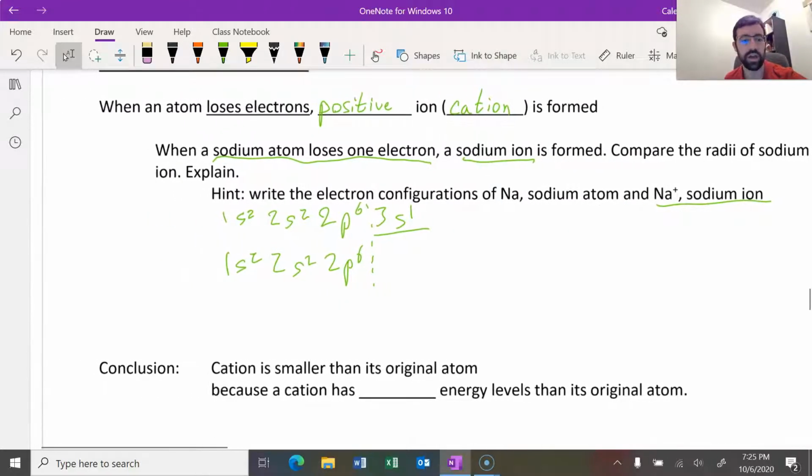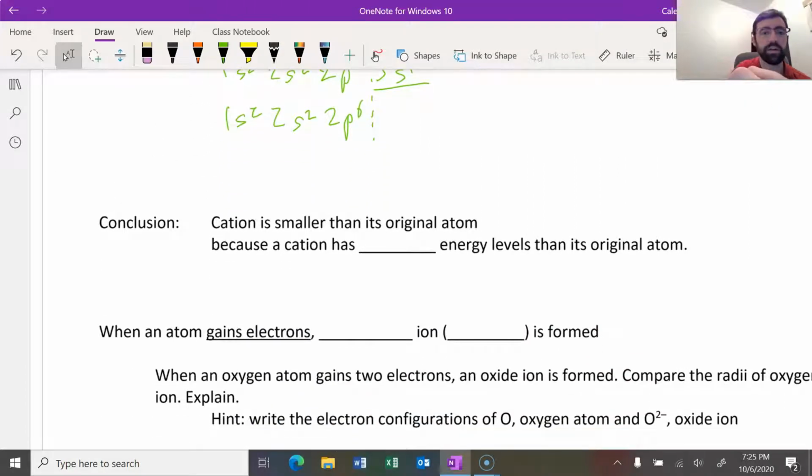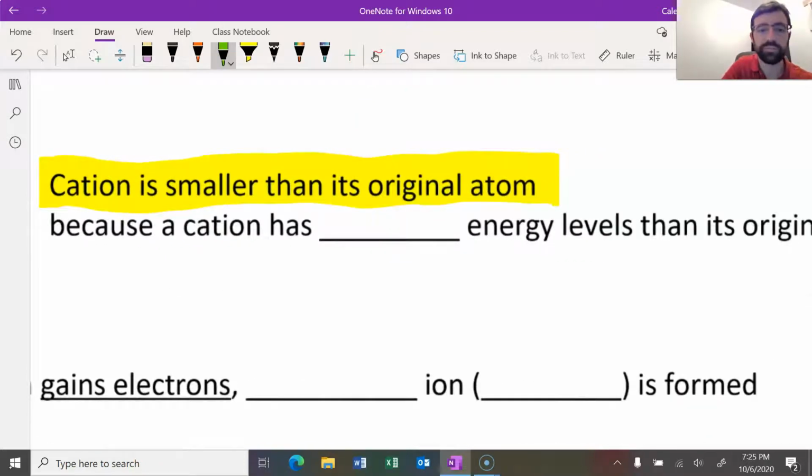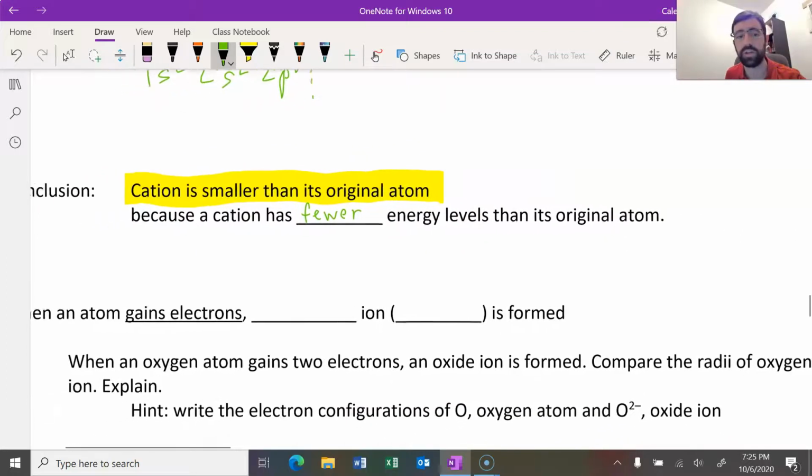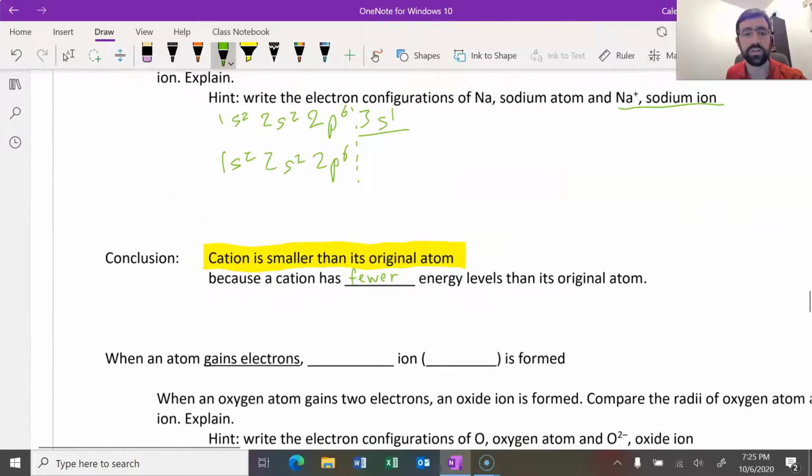Here's our conclusion. A cation is smaller than the original atom. And the reason is because the cation has fewer energy levels than the original atom. As you see here, we dropped down to the previous valence shell because we lost all the valence electrons, gave those away so it would be like a noble gas. So we have fewer energy levels, that makes it smaller.